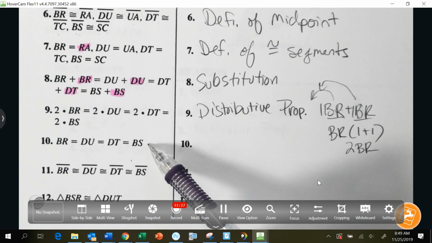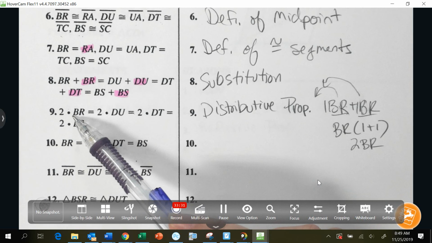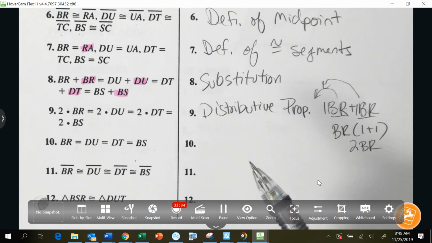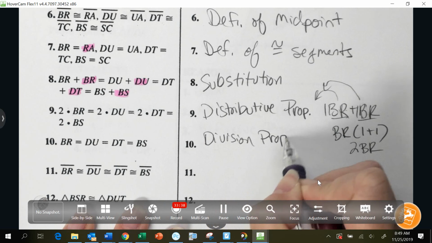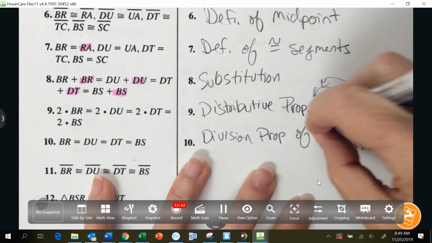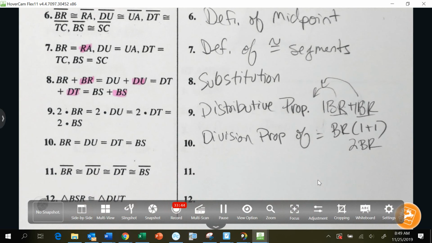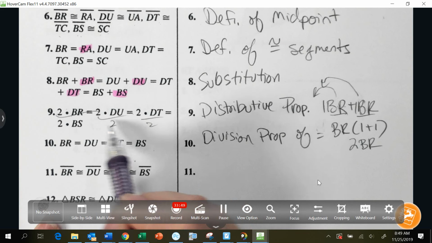So now we think with an equation, how can we get rid of times by 2? Division. So we're going to do the division property of equality. Oops, I put congruence. Equality. That's how we're going to get rid of the 2. You're going to just divide by 2 every term.